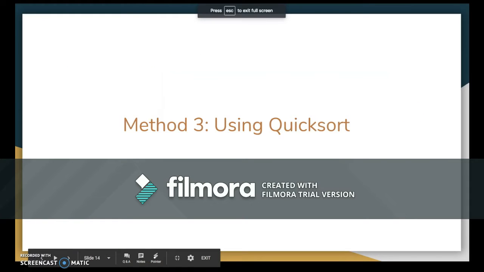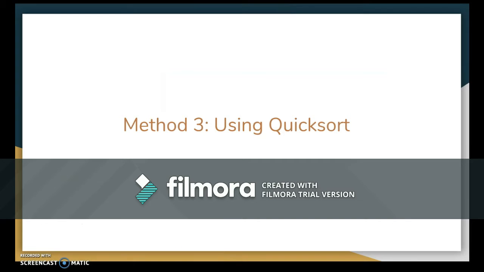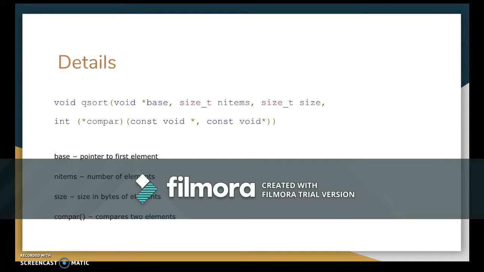The third method we use to find the kth smallest number in a list of 1,000,000 random integers is Quicksort. The standard C library provides Quicksort that can be used for sorting an array. This is the declaration for the Quicksort function. It does not return any value. The parameters are base, n items, size, and compare.